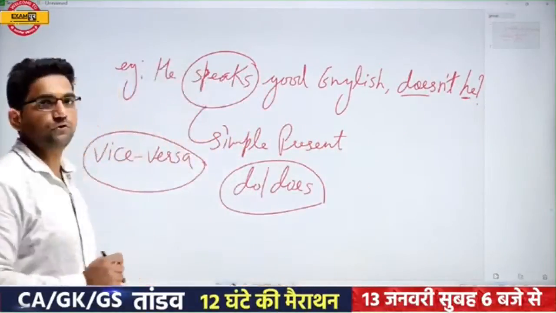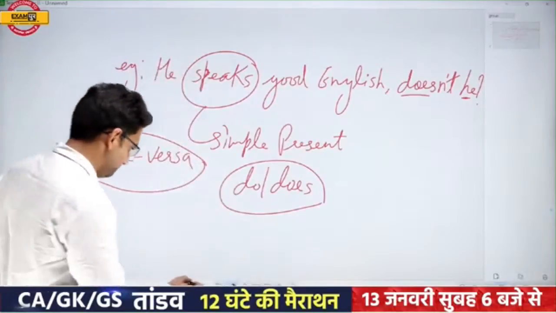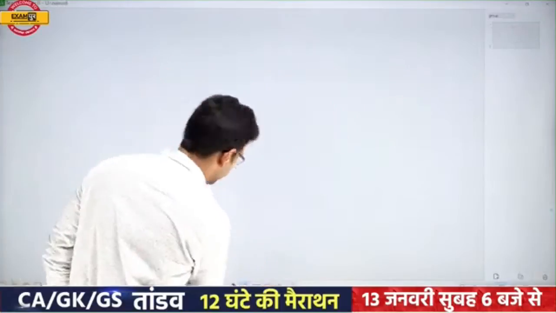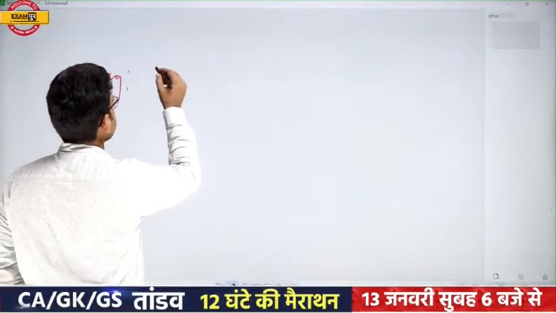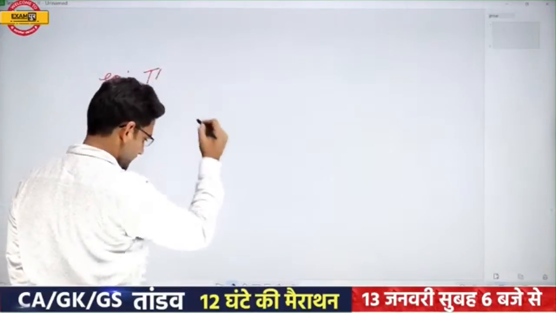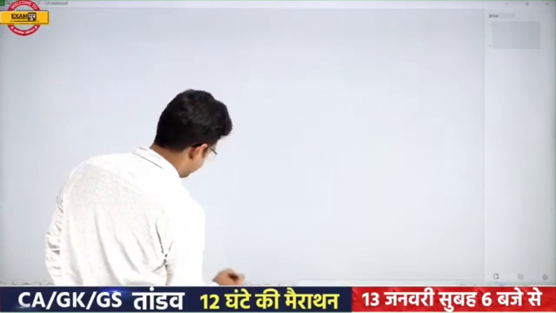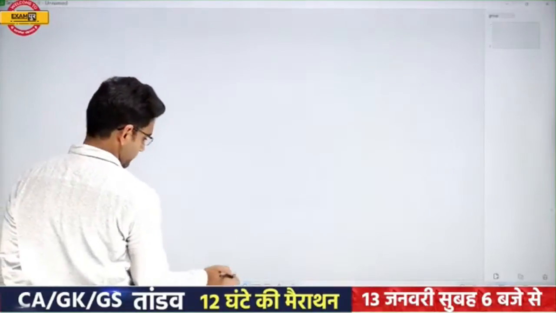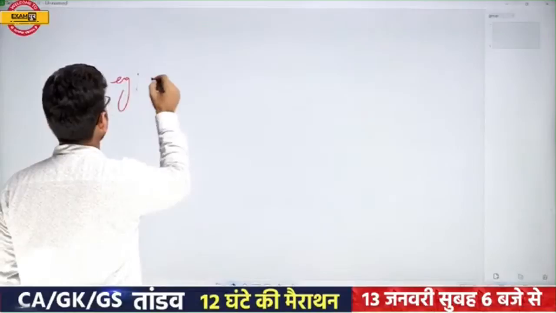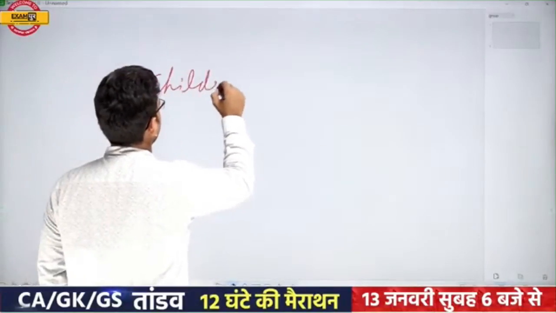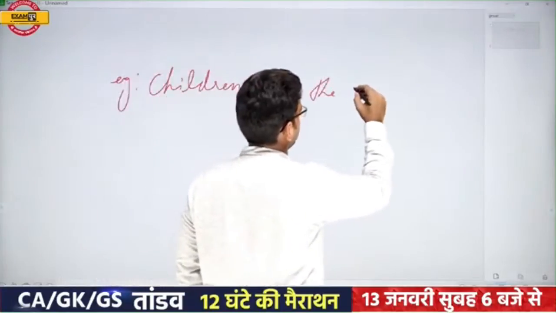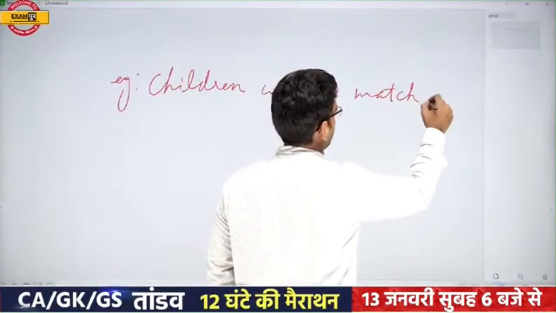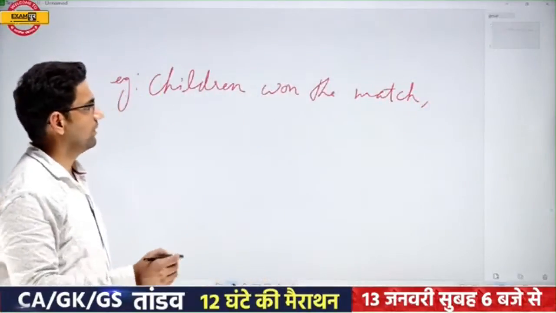Okay, let me give you some more examples to understand this. For example, if I say they... let's not use "they", let me use some noun here. I'm saying, children won the match, comma. Children won the match.